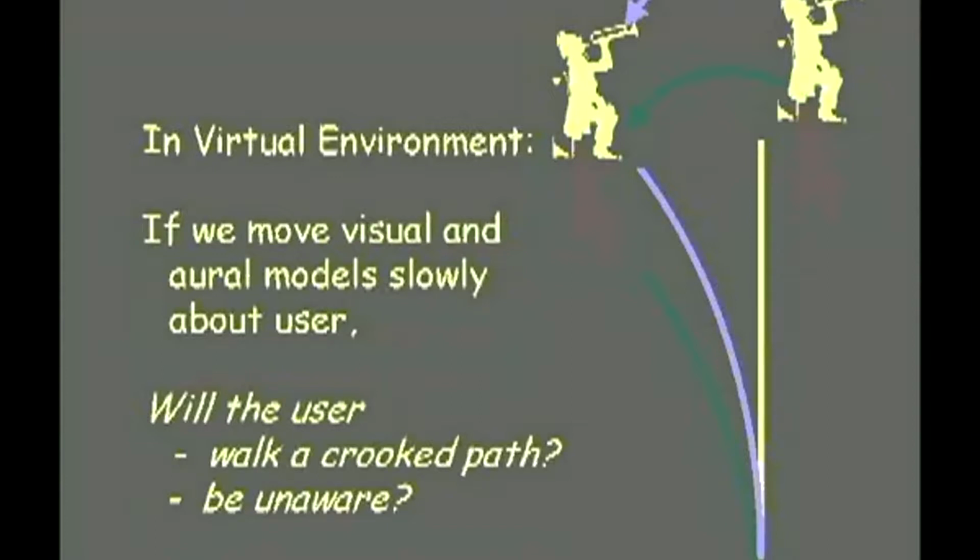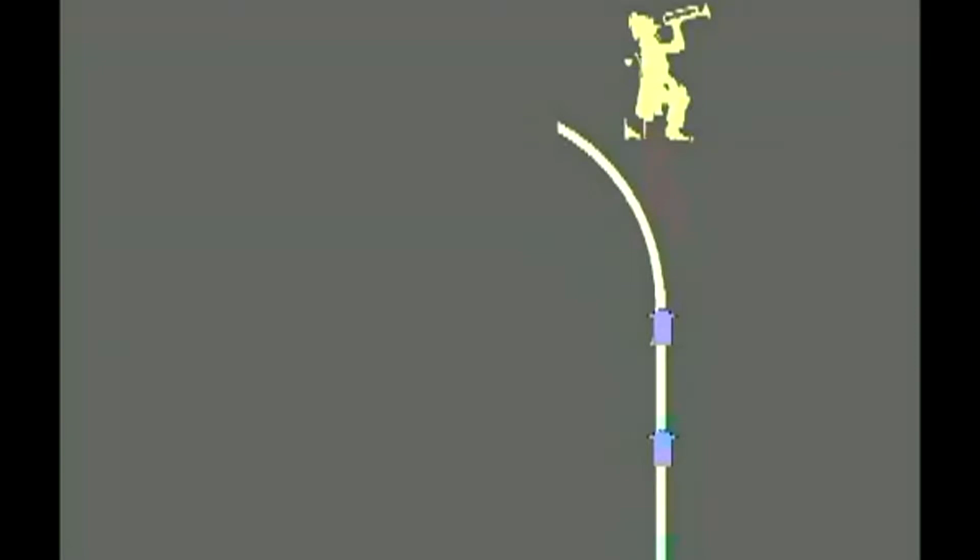In this diagram, the user is represented with a small blue arrow. The user is walking towards the yellow trumpet player, and the user's path is drawn as a white line. Here we show a subject walking back and forth along a straight line in the virtual environment. In actuality, they are rotating in the lab, and the result is that the user walks in a star pattern.